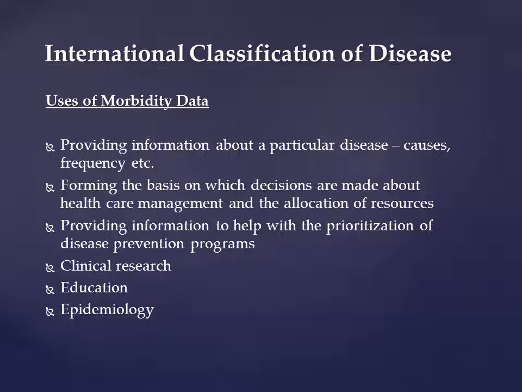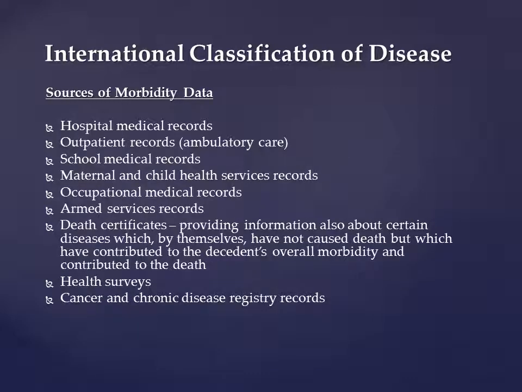What's the use of morbidity data? It provides information about a particular disease in terms of causes and frequency, etc. This is also used for decision making in healthcare management and resource allocation. It also provides information for disease prevention programs, clinical research, education, and epidemiology. Morbidity data can be obtained from medical records from the hospital, school, workplace, death certificates, health surveys, and registry records.